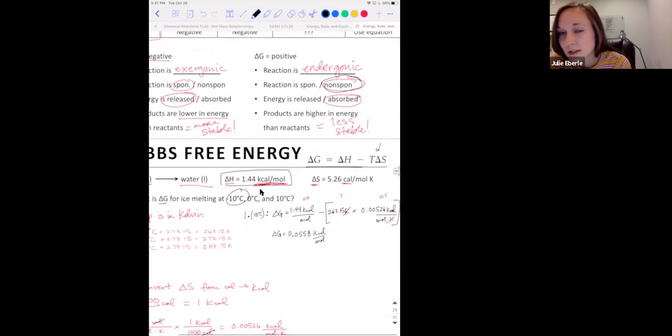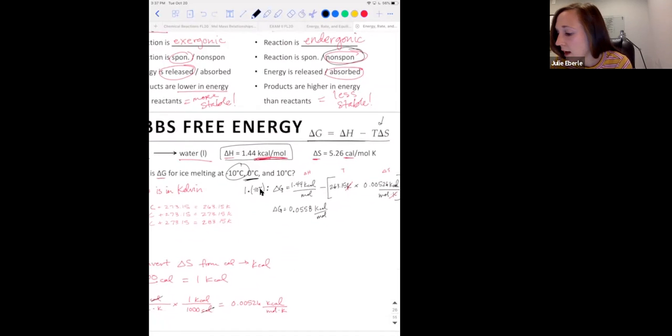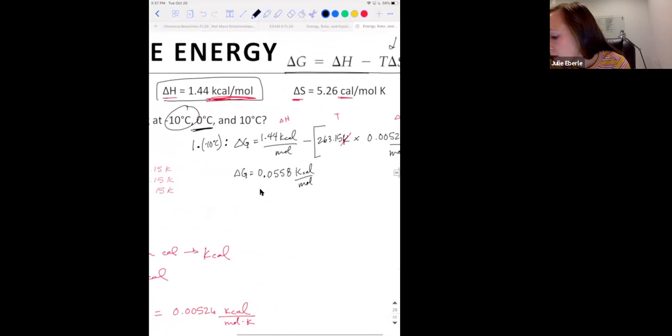But if we increase the temperature to 0, would it melt? We'll determine if our delta G is negative or positive. If it's positive, that's not a spontaneous process. It's not going to happen. So the ice here won't melt.